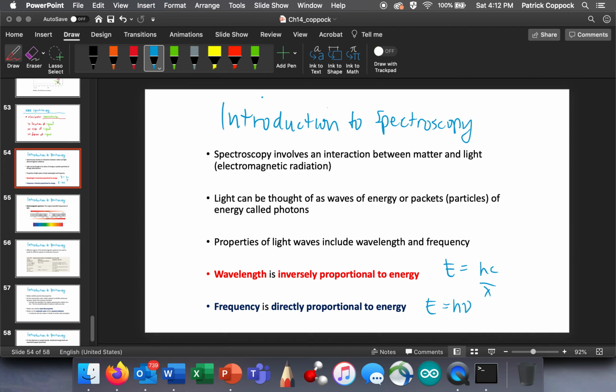Some people write that as hf for frequency. Nu is the physics symbol for frequency. So you can see as frequency goes up, energy goes up. And as wavelength goes up, the denominator gets bigger and energy goes down. So wavelength is inversely proportional to energy and frequency is directly proportional to energy.